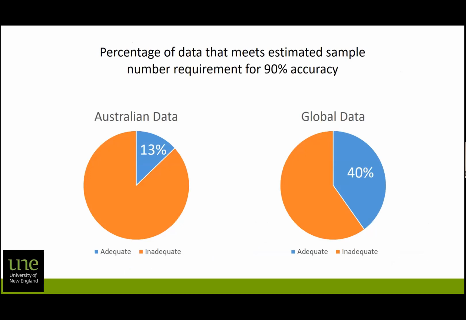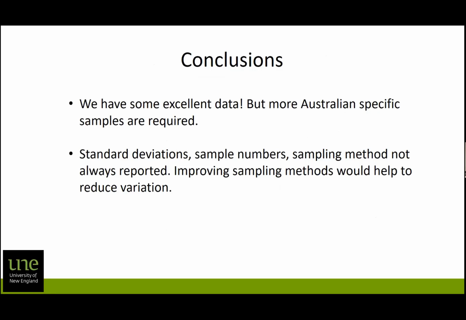So I went through and did calculations for all of the data in the database, which is also reported in the PDF and Excel databases. Overall, only 13% of Australian data had enough sample numbers to meet the requirement for 90% accuracy estimation of the mean. Global data was better at 40%. However, you can see that there are still quite a few gaps within the database. So overall, we definitely have some excellent data, some really good Australian data, but we do need some more Australian specific samples because there are those gaps that we saw.